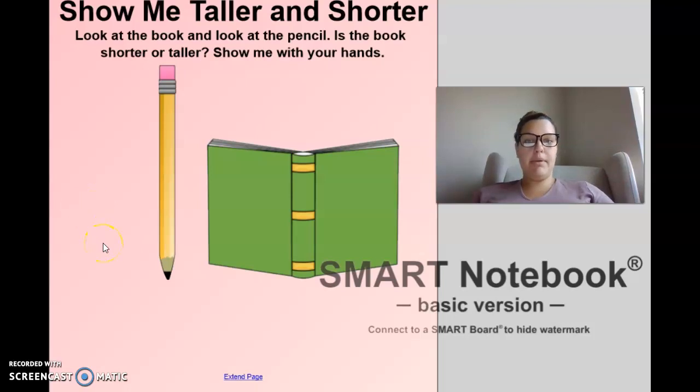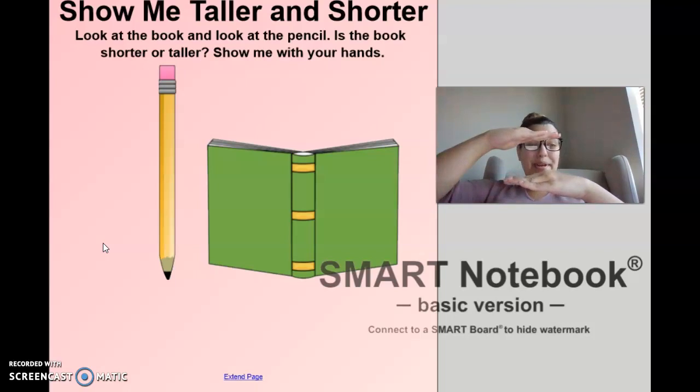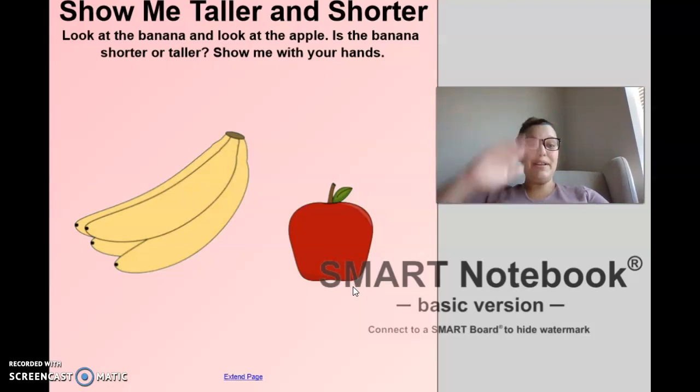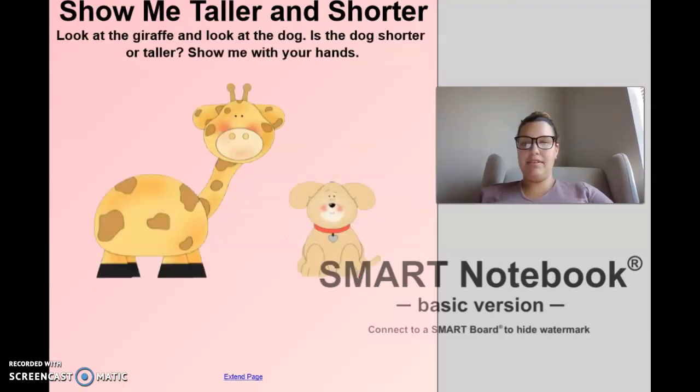Now look at the book and look at the pencil. Is the book shorter or taller than the pencil? The book is shorter than the pencil. Now we have some bananas and an apple. Is the banana shorter or taller than the apple? The banana is taller than the apple. Look at the giraffe and look at the dog. Is the dog shorter or taller than the giraffe? The dog is shorter than the giraffe.